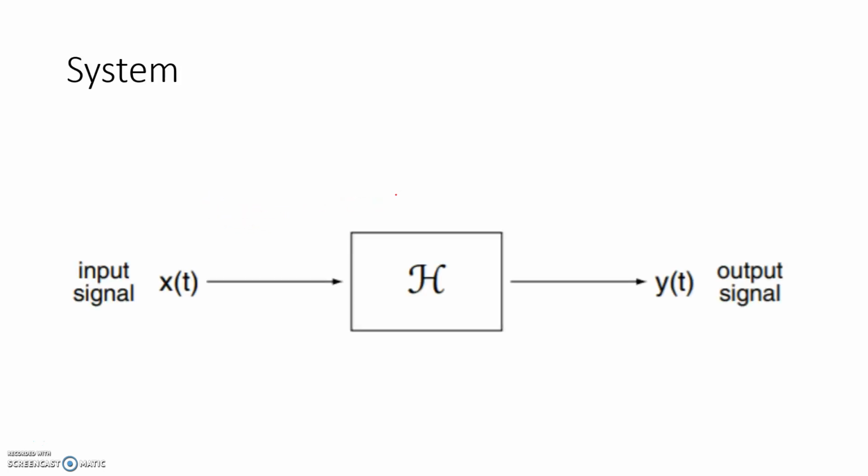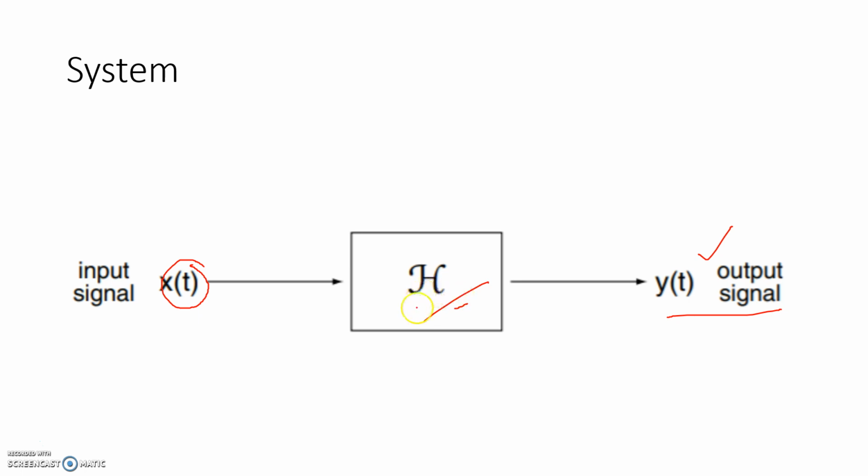And what is a system? You know, we process some input signal x of t, or input sequence x of n if you consider the discrete case, via one black box. For the time being, just assume this as a black box, and we get some output signal according to our desire. This black box which processes the input signal to give the output signal is called a system, right?